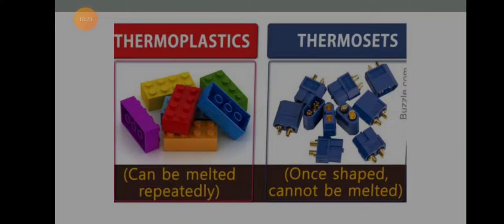Okay, now, can be melted repeatedly. If you see this picture, why I have chosen this picture is because of the difference. This is the picture of thermoplastic and thermoset. So thermoplastics, these are the toys on the left side, can be melted repeatedly, but once shaped, the thermoset cannot be melted.